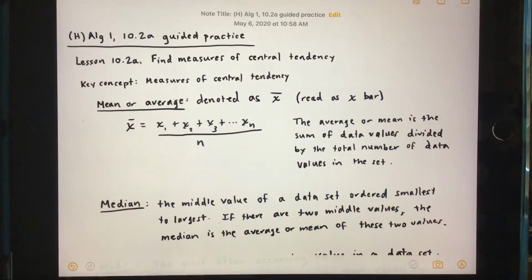Hello, algebra classes. We're going to now start working on figuring out, once we have a data set, we have information, what do we do with it in order to make sense of it? So we've already gathered some data about how many hours students study at Pomona Catholic, and so we're going to take a look at one way we could actually make sense of all that data that we collected.